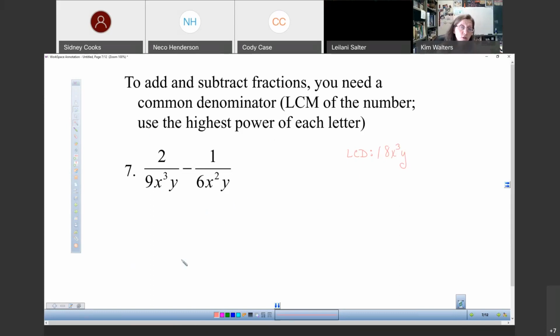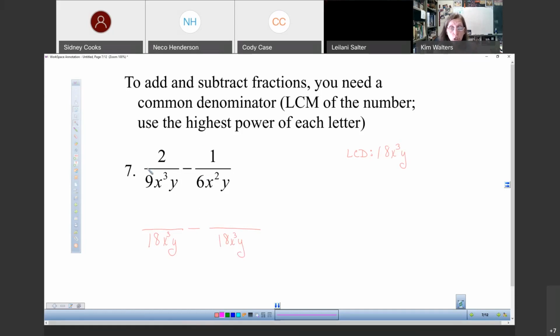I'm going to show you how to do this, and if you will follow along, it's going to be the same process for every single one of these problems. So we're going to start by writing down this least common denominator of 18x cubed times y. And then we're going to write our second fraction with the denominator of 18x cubed times y.